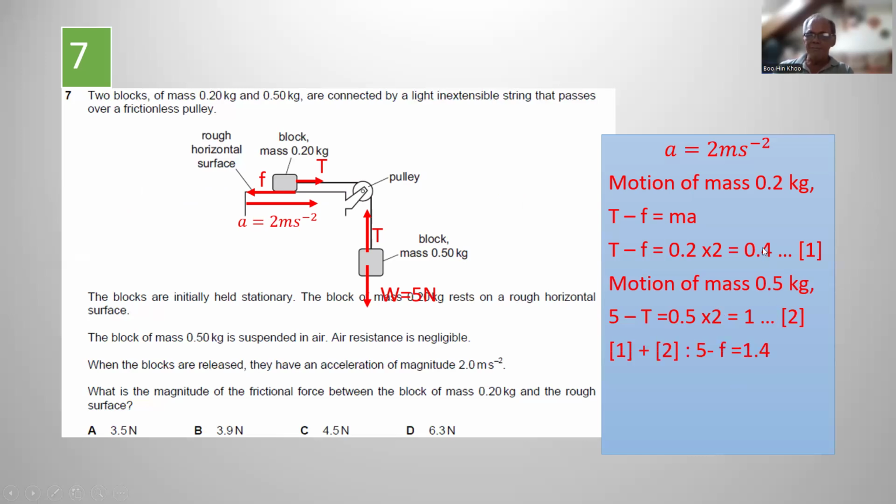So we add them up, equations 1 and 2. T and minus T cancel off. So we get 5 minus F. Add these two: 1 plus 0.4 is 1.4. The answer is 3.6 Newton. Remember, we use 10, so it's approximate. We have to do fast, so we cannot spend too much time using the calculator to be so accurate. Approximately good enough.